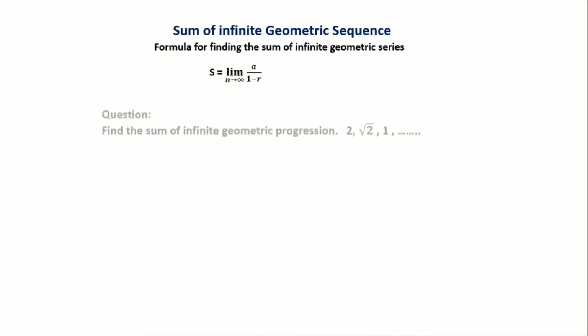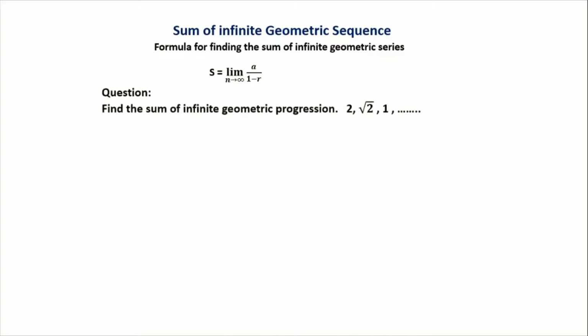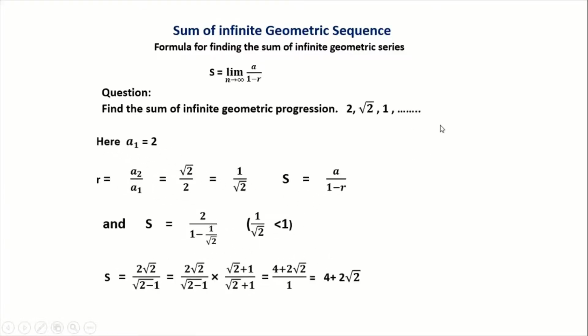What A is and what R is, we will discuss next. Let's proceed. The question is: find the sum of the infinite geometric progression. We are given this sequence, 2, square root, and 1, which is a geometric progression, and the dots mean this sequence is infinite. So how do we find the sum of this sequence?